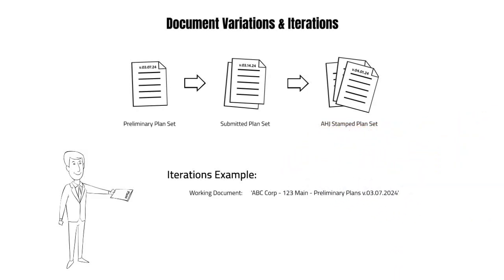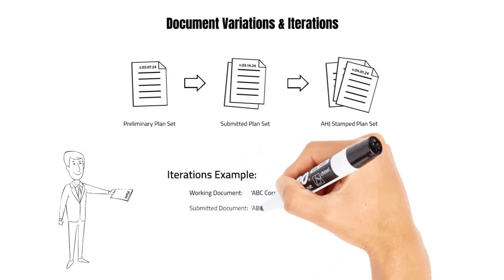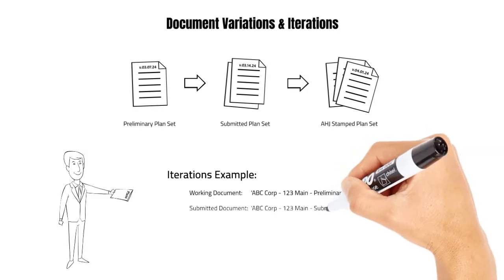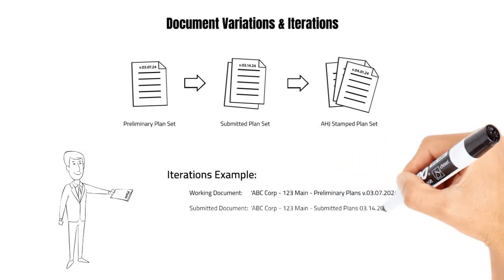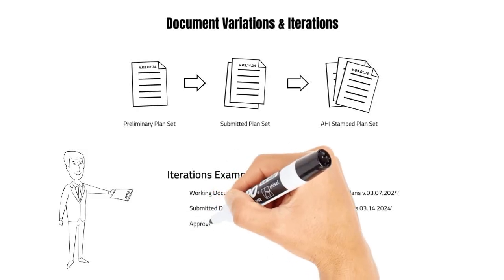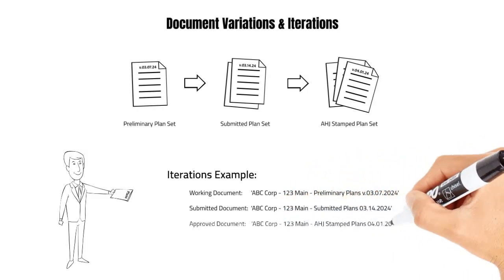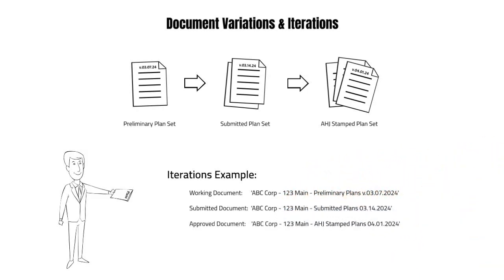Once submitted, the document's title description changes to indicate that we are now looking at submitted plans, rather than preliminary plans. The version date is now revised to indicate the date for which the document was submitted. Lastly, the final version of this document is titled with descriptive words, AHJ stamped plans, suggesting that the process this document went through is now finalized, and was received on April 1, 2024.